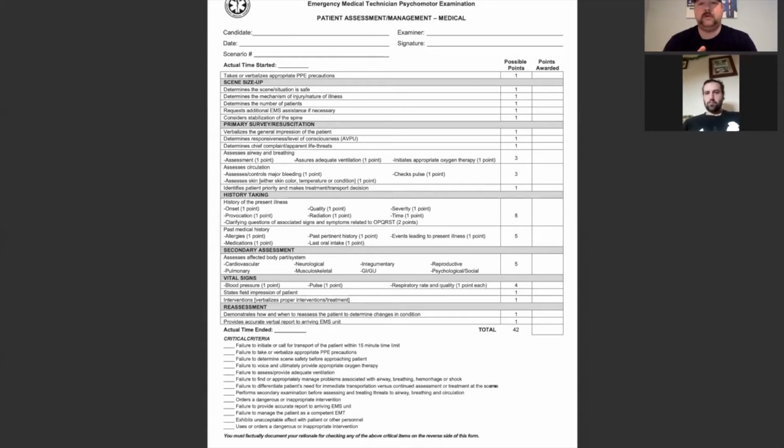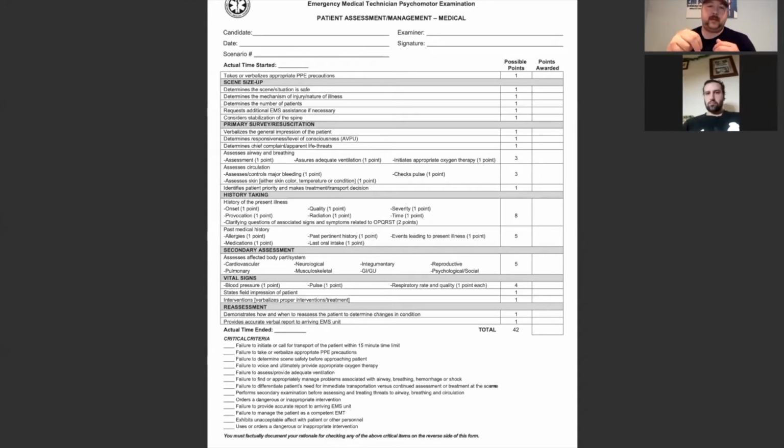94% or below for oxygen saturation. But if it's appropriate for the call, you're going to initiate that. Then we're going to assess the circulation. Does this person have any major bleeding? He's only complaining of cardiac complications. I don't see any other major bleeding.